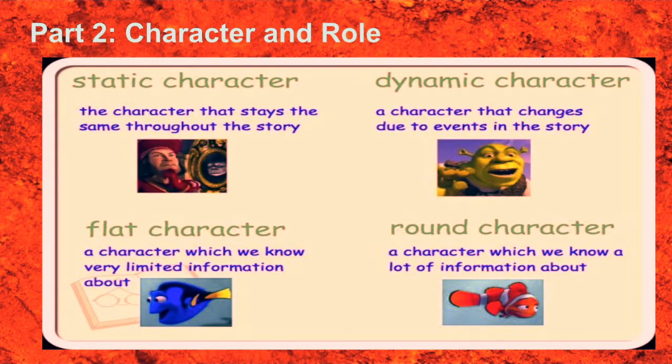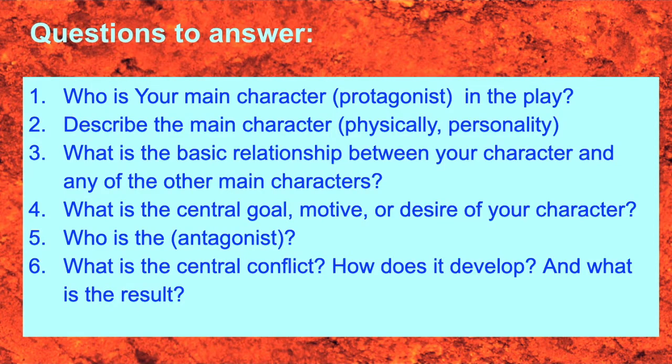A dynamic character is a character that changes due to events in the story. Flat characters are characters about whom we know very limited information from the play and what they say. A flat character may not have a lot of importance to the plot. A round character is a character about whom we know a lot of information. The best characters to write are the characters that are dynamic and also round.